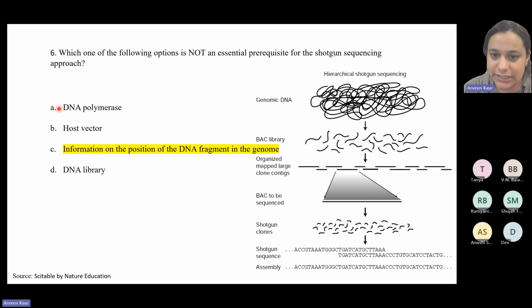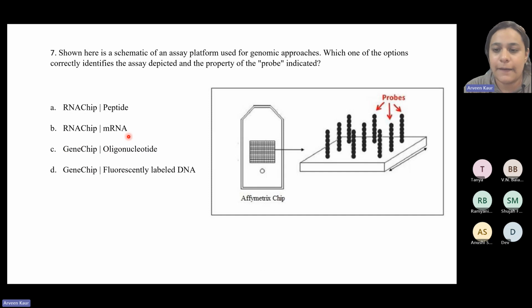So for this, we will actually need a DNA polymerase because we need to synthesize these clones, right? Then we will need the host vector in order to create a library when we don't know where this DNA fragment will be lying, or even if we don't know the sequence of this particular fragment, right? And then we will also need a DNA library. Why will we need a DNA library? Because even when we are mapping these sequences through overlaps in these repeats, there might be some gaps that we will obtain in between, right? So for that, we will need a DNA library to fill in those gaps. But prior information on the position of the DNA fragment in the genome is not really a prerequisite for shotgun sequencing.